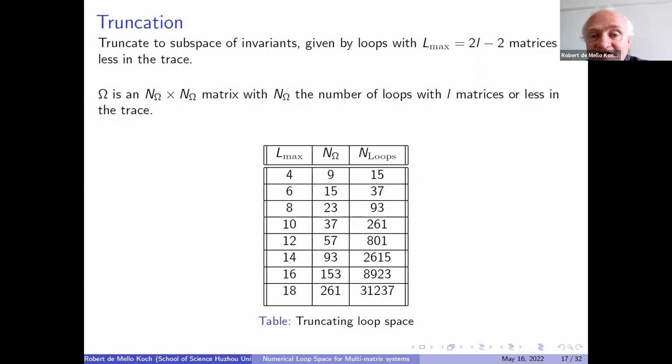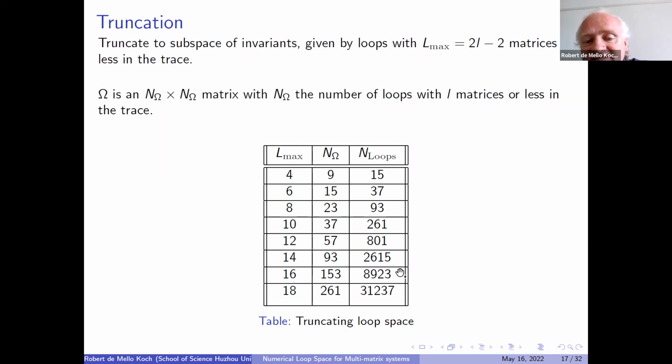So we'll usually truncate to L max equal to 2L minus 2. The reason why this 2L minus 2 is useful is that then omega is an n omega by n omega matrix, where n omega is the number of loops with L matrices or less in the trace. And typically we work with L max as 16.